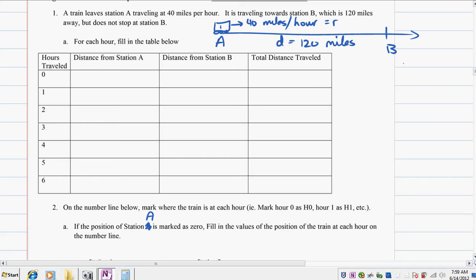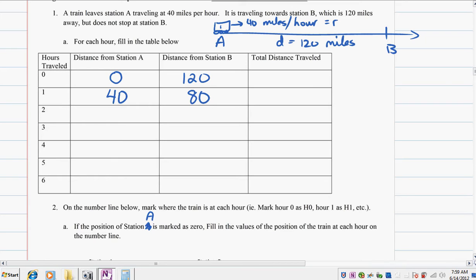So after 0 hours, it's just about to leave, so it hasn't left. It's not any distance from A, and it's still 120 from B. And maybe I'll leave this last column for the end. Now, the distance from A after 1 hour, it's gone 40 miles. So it's 40 miles away from A. And it's gotten 40 miles closer to B, so it's 120 minus 40, which is 80.